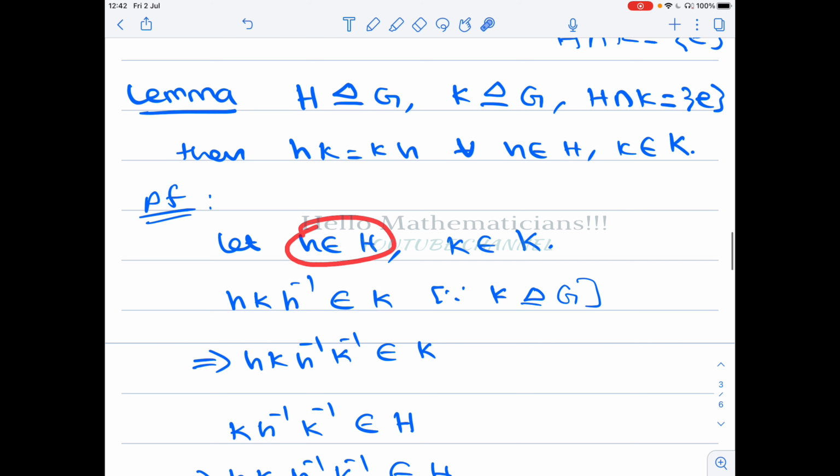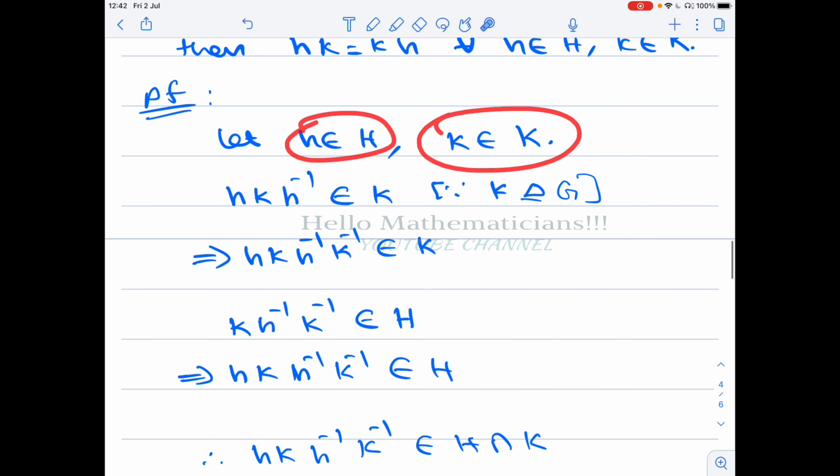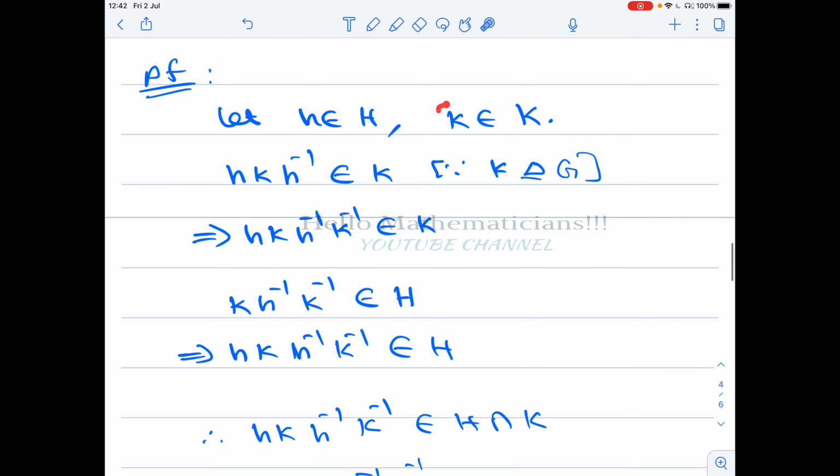You take h in H and k in K. Now K is a normal subgroup in G. Correct. Therefore, you have taken k belonging to K and h an element of H. In particular, h is an element of G. By the definition of normal subgroup, if you take an element of K and an element of G, then hkh inverse will be an element of K. So we get hkh inverse belongs to K.